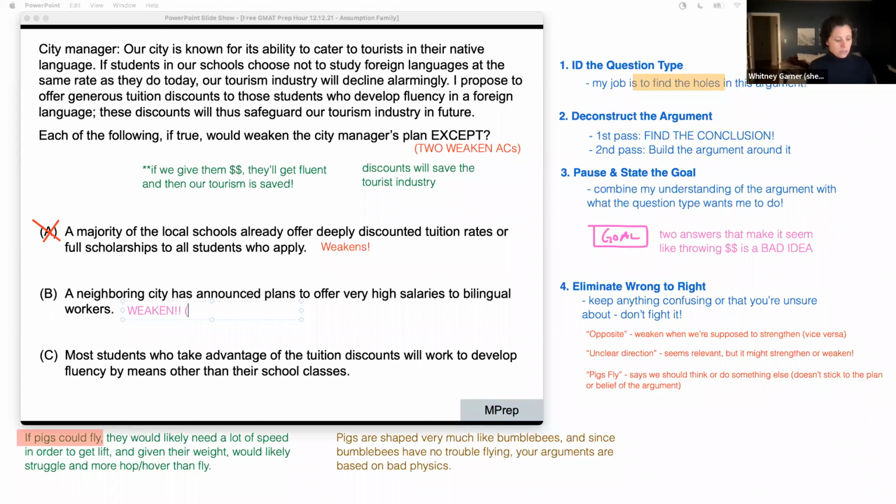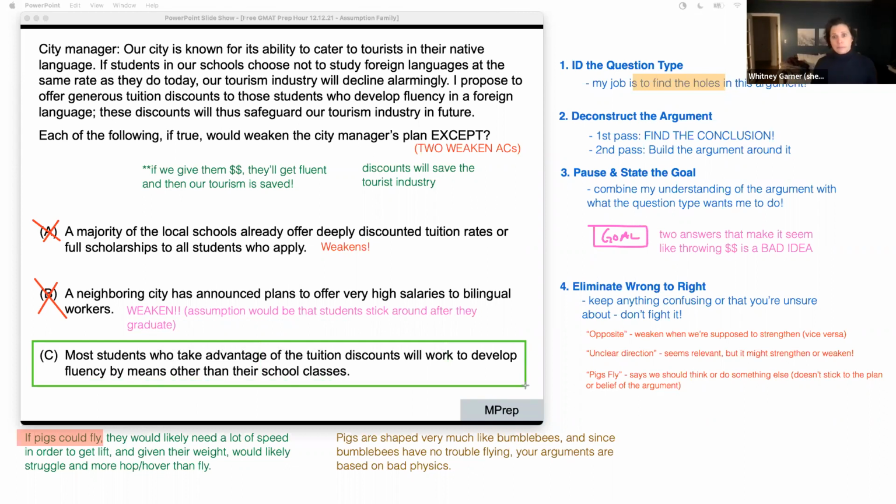Why? Because an assumption would be that students stick around after they graduate. If students graduate and leave, we're in trouble. In this case, it's actually answer choice C that is our correct answer. Answer choice C is our correct answer.